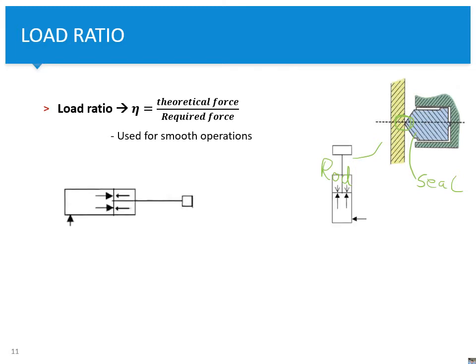And the load ratio is defined for horizontal and vertical operations, and it depends, of course, a bit on the case. But in horizontal operations, this load ratio is usually 0.7, and in vertical operations a little lower, 0.5. So you will need 1.5 times the theoretical force for the required force in vertical operations.